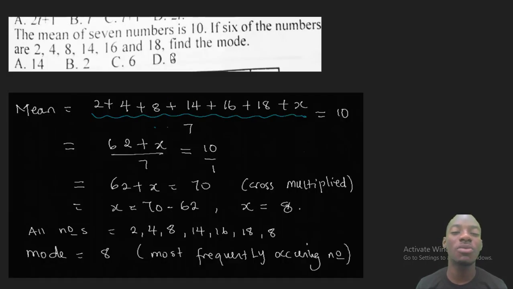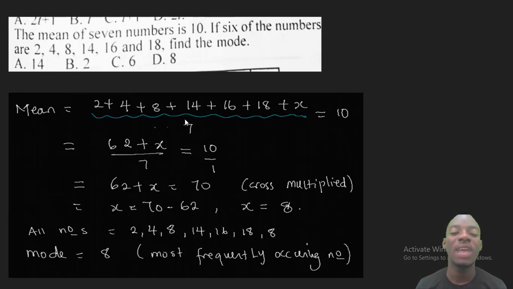Next one, the mean of 7 numbers is 10. If 6 of the numbers are 2, 4, 8, 14, 16, and 18, find the mode. Now, normally, if you hear the word mean, you know that mean is to add all the numbers. I don't know the last number, so I say it is x. The mean of 7 numbers is 10. So these are the 7 numbers with x, which I don't know, over 7 is 10, right?